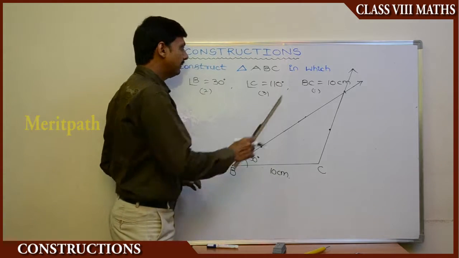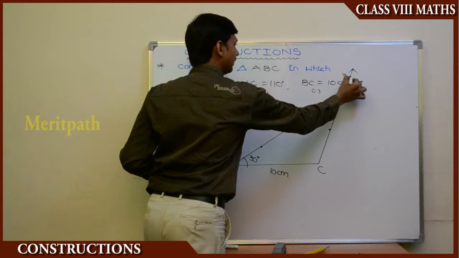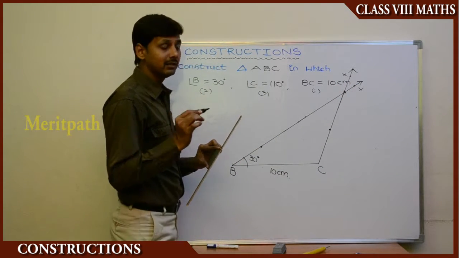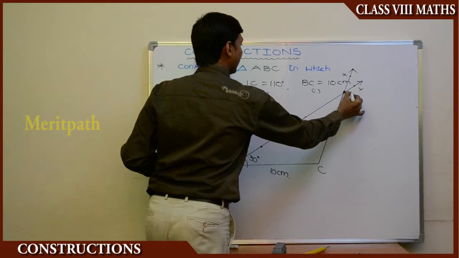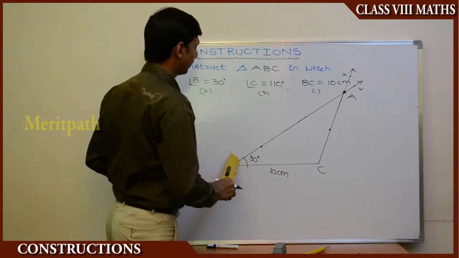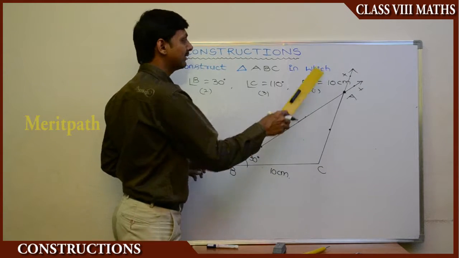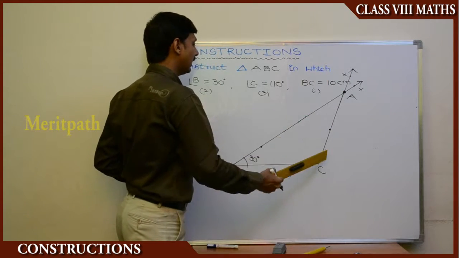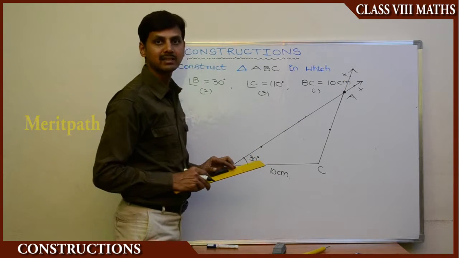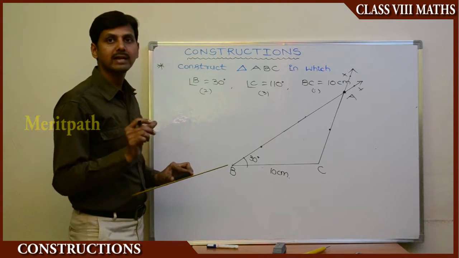The ray CB, X has been taken here, and this is Y we have taken, and then these two rays are intersecting at one point. That point is taken as A. These two rays, BY and CX, are intersecting at one point. That point, let's take it as A. So now ABC is the required triangle using one side and two angles.